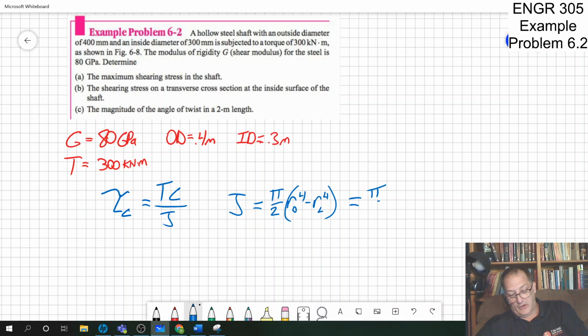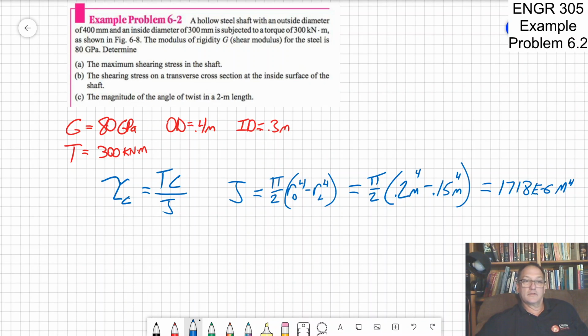J is equal to pi over 2 times 0.2. I substituted, I divided by 2, right? Not too challenging. 0.2 meters to the fourth minus 0.15 meters to the fourth. And that's going to be equal to... I've got to get out the calculator. All right, so there you go. It's 1718 E negative 6 meters to the fourth.